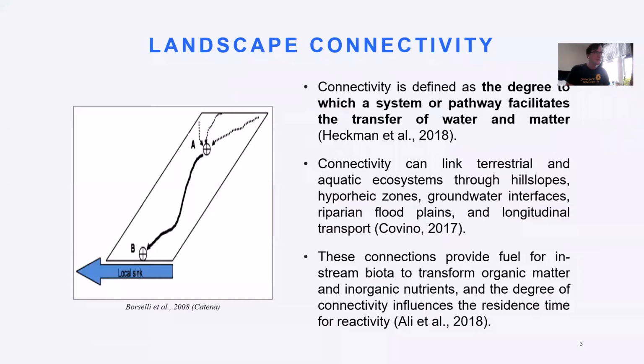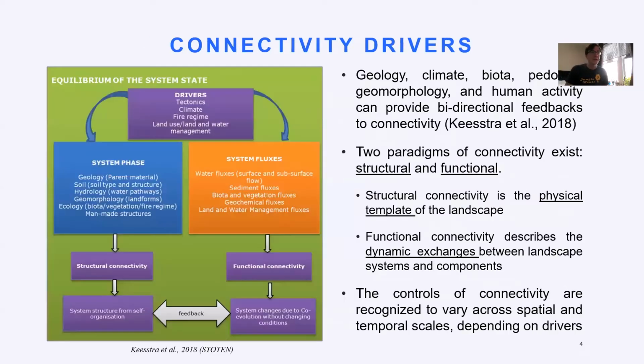Okay, so let's go to the introduction. What is landscape connectivity? Well, connectivity is defined as the degree to which a system facilitates the transfer of water and matter, and it links terrestrial and aquatic ecosystems, where it can provide fuel in the form of organic matter and inorganic nutrients from the uplands to in-stream ecosystems, such as what we've shown on the left here, where a particle traverses a path from A to B.